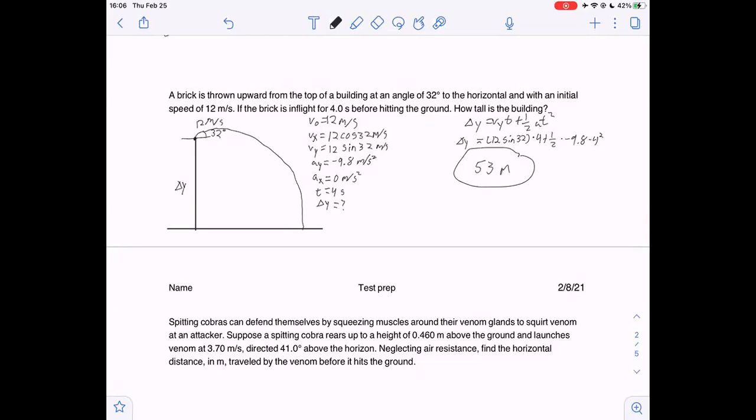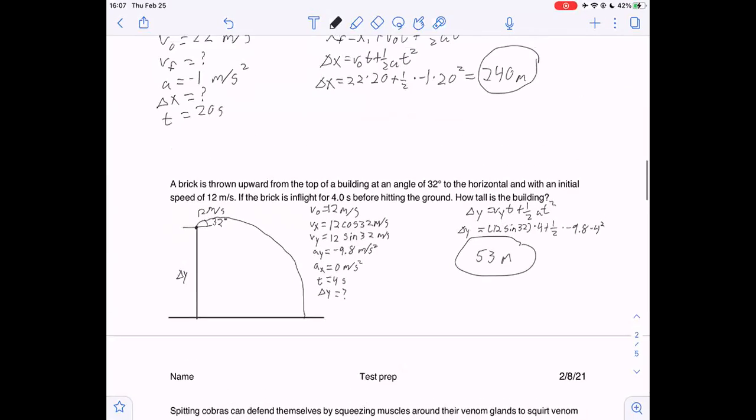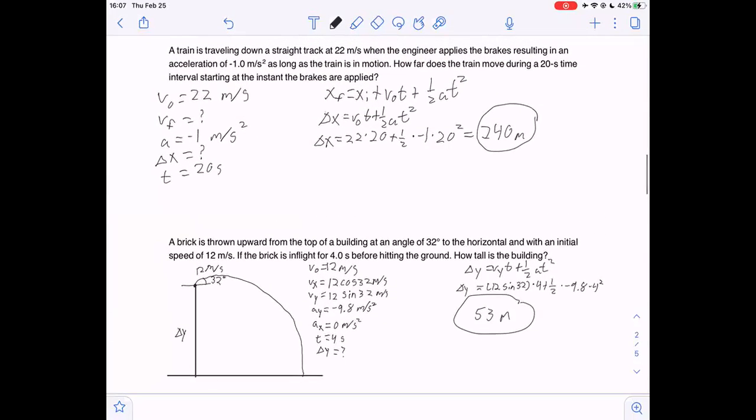I actually had a question. Yes. What was the answer to the question before? I didn't see it. 240 meters. Okay, thank you. And then for this one, you said something about why it would be negative, like why it's not negative. I just didn't hear it though.